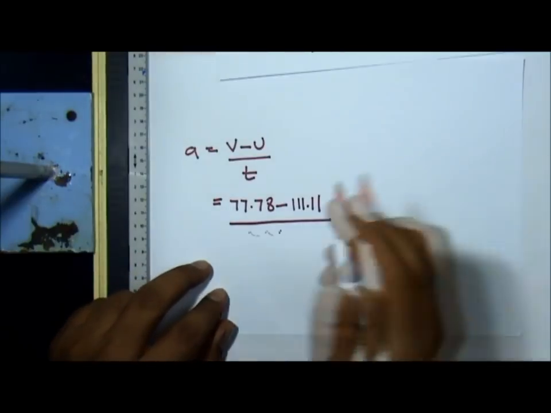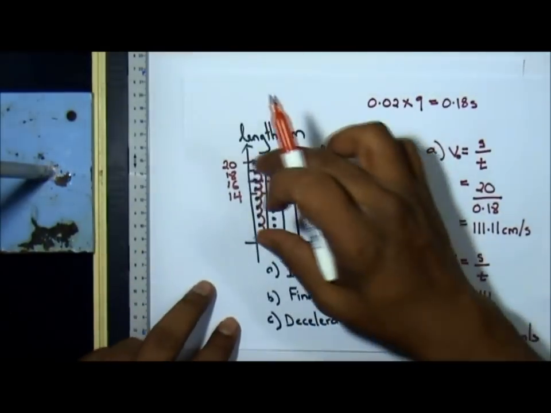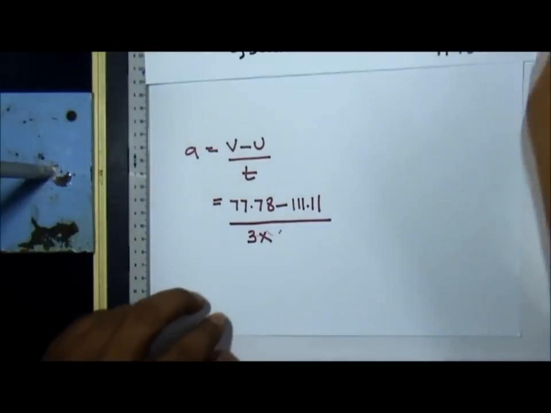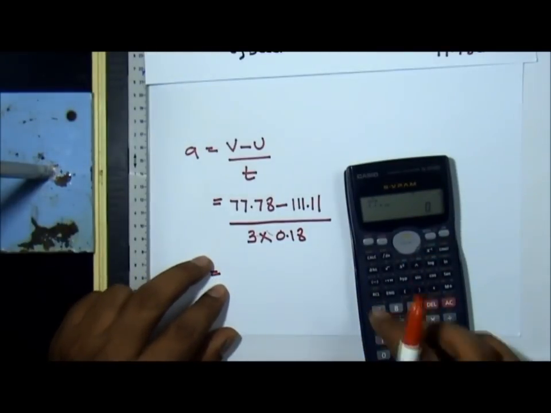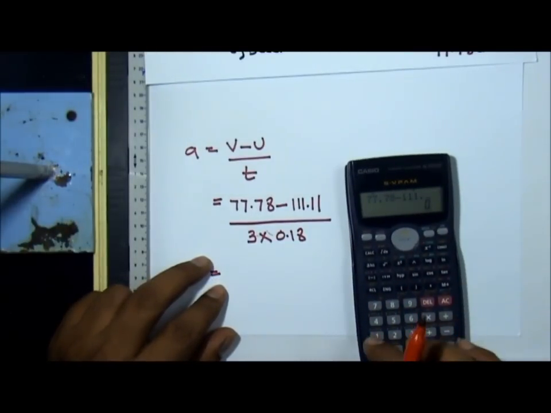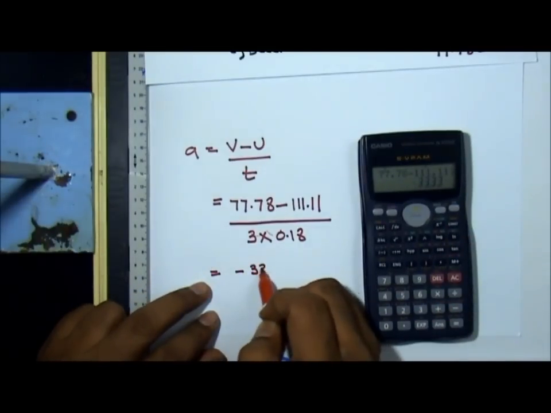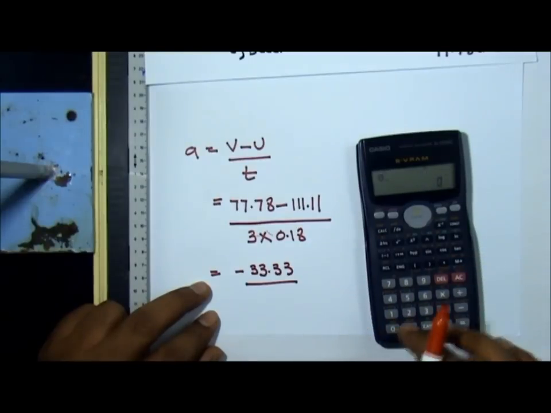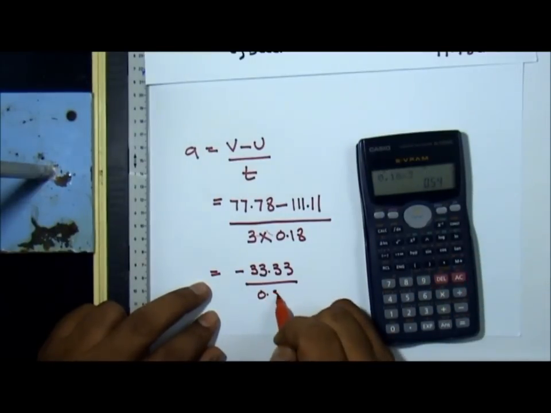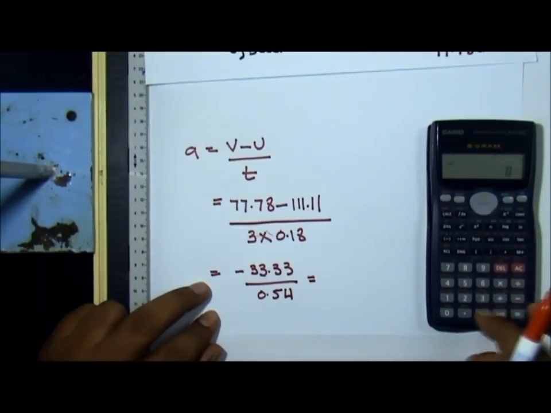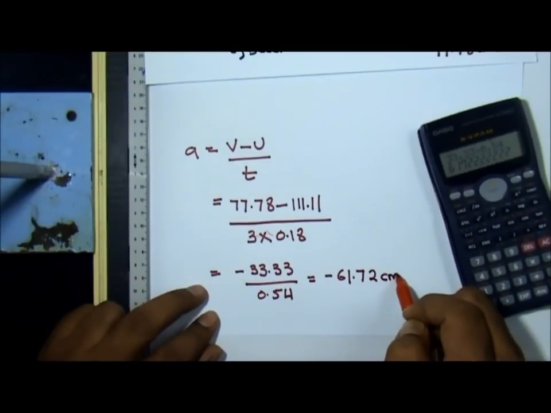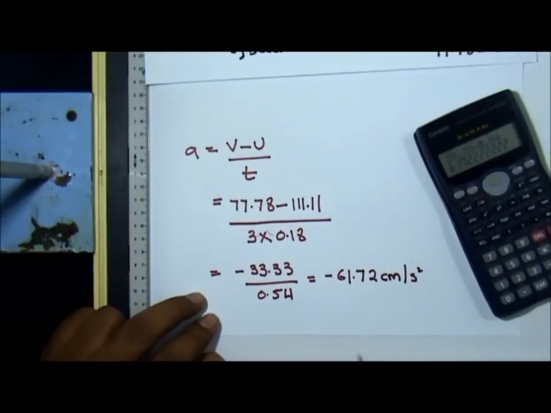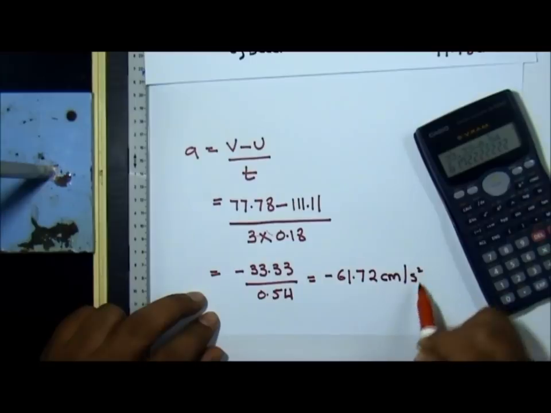Now, what you're going to do is 3 intervals, and each tape, you will take about 0.18 seconds. So, 0.18 seconds. So, solving this, 77.78 minus 111.11, okay, negative 33.33 divided by 0.18 times 3, 0.54. Now, the answer that you will obtain is negative 61.72 centimeters per second squared. Now, do not forget, the unit for acceleration over here is s square.